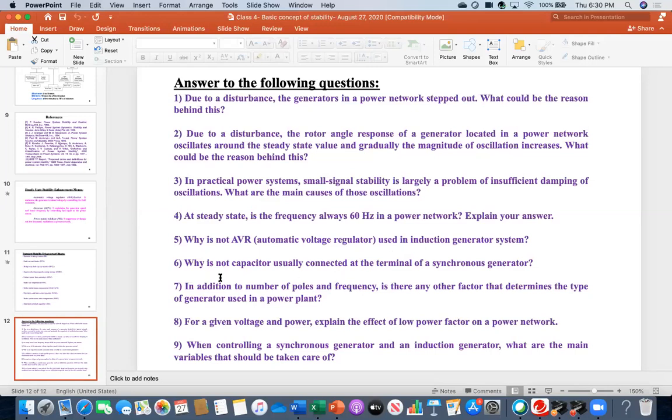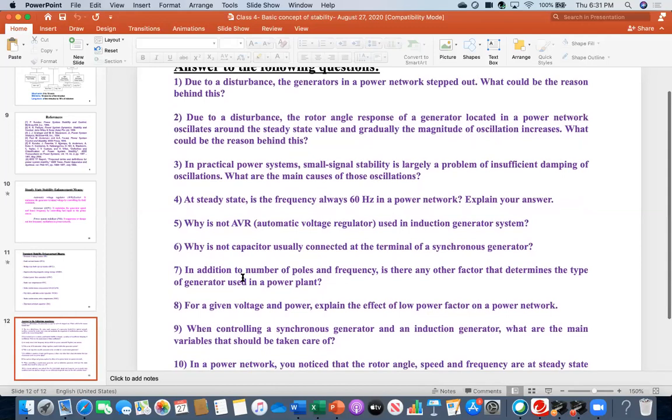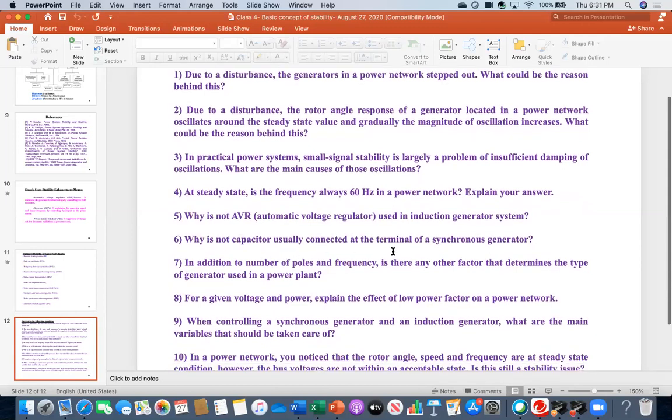Okay, this one, number 6. Why is a capacitor not usually connected at the terminal of a synchronous generator? So Manoj, can you answer this question? I think you explained while talking about the synchronous generator, but I forgot.